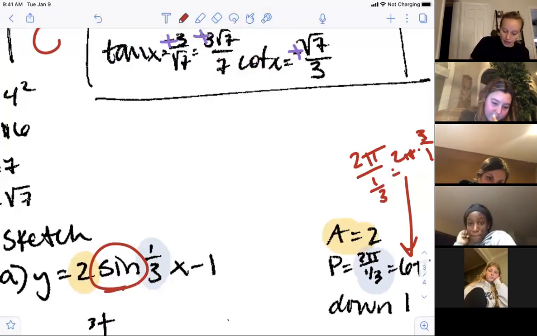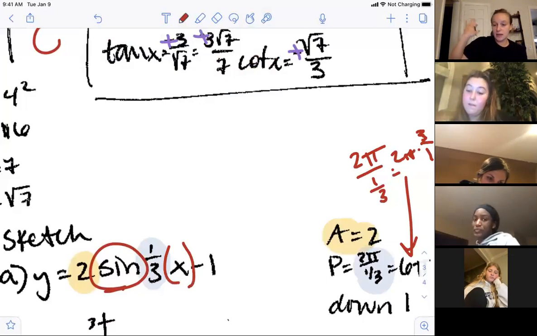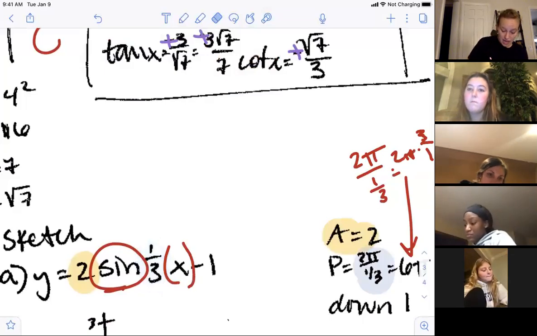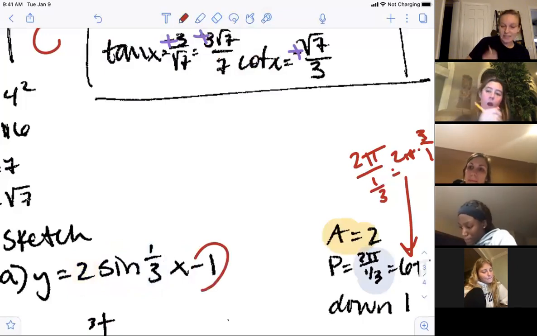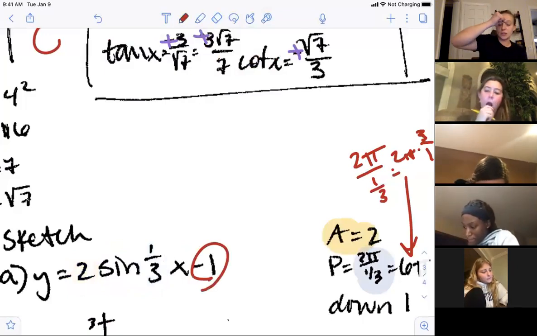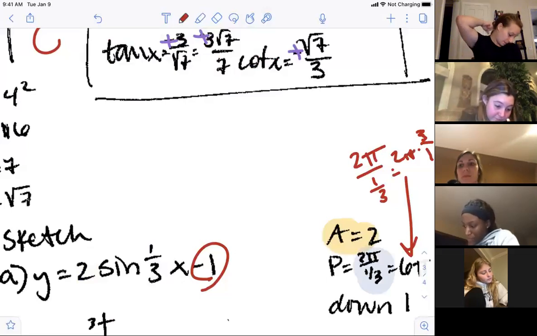The next part is if there was something in parentheses with the x, like x plus something or x minus something in parentheses, that would be a horizontal shift, but there's not that in this one, thank goodness. And the -1 at the end just tells me that we're moving down 1. So instead of starting at 0, 0, we're going to start at 0, -1.